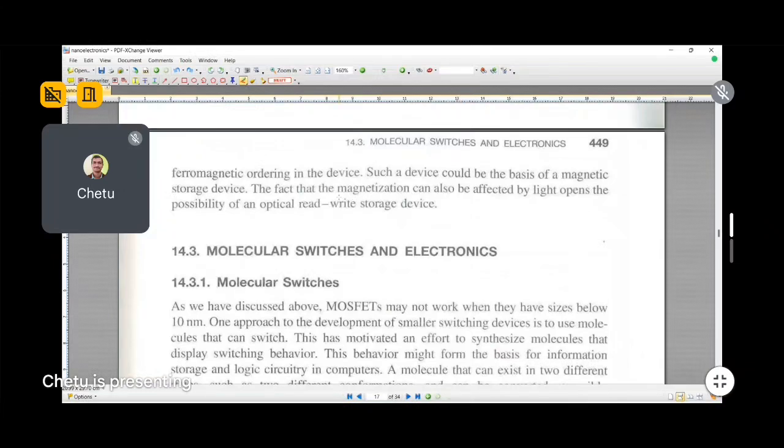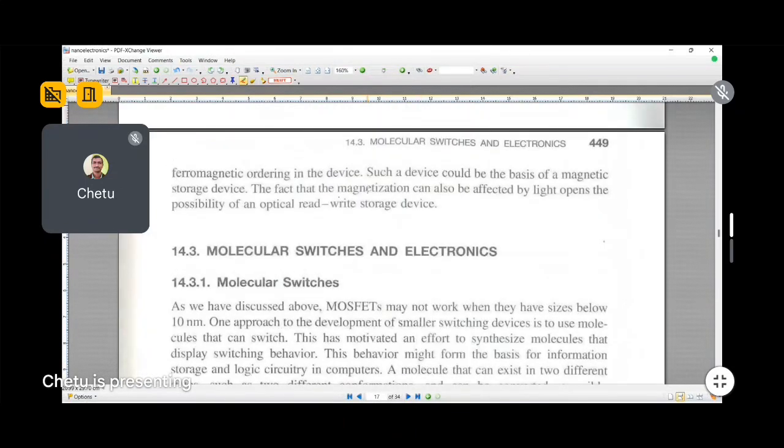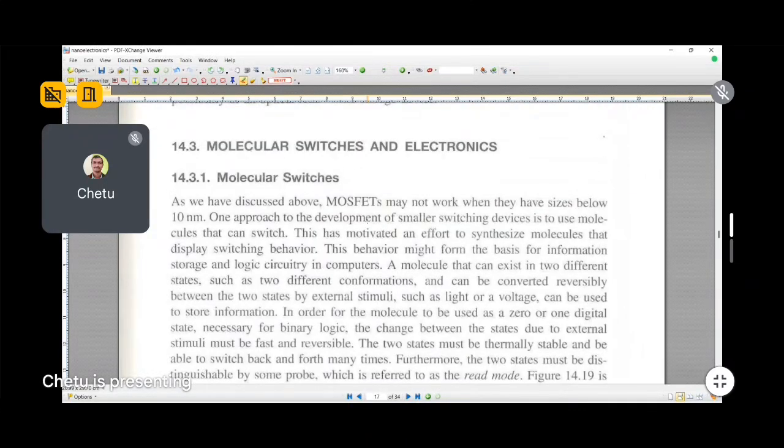Also, the magnetization can be affected by light. Means when light is shone on this, the field of light can also magnetize or demagnetize this amine-doped semiconductor, depending upon the frequency. So there are two possibilities. One, by using the applied voltage, one can change the magnetization state, or using light one can also change the magnetization state, and it renders two possibilities for using the device as data storage.